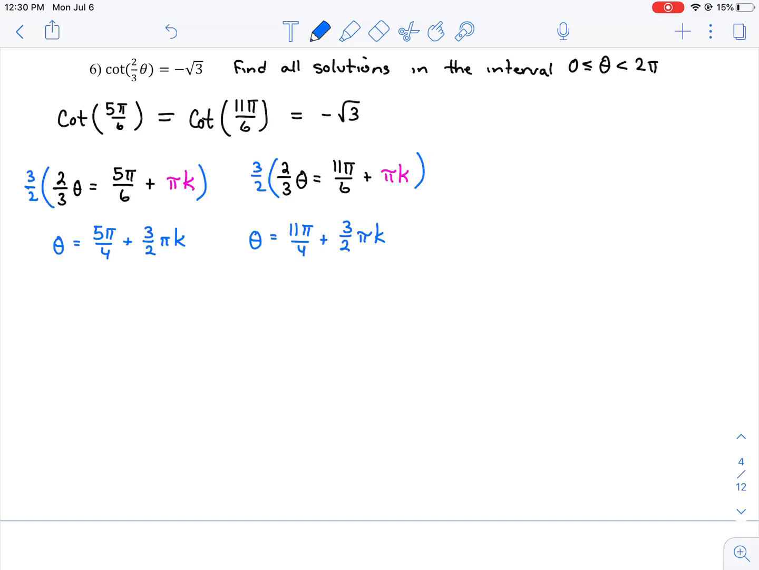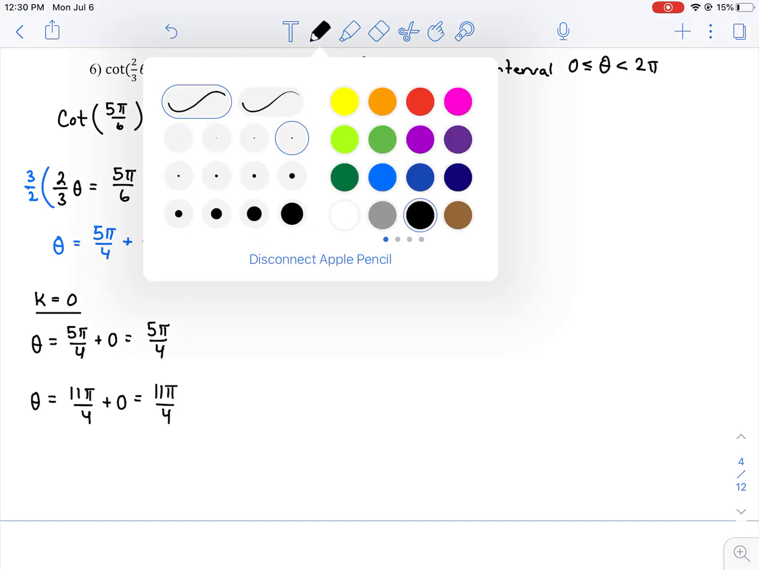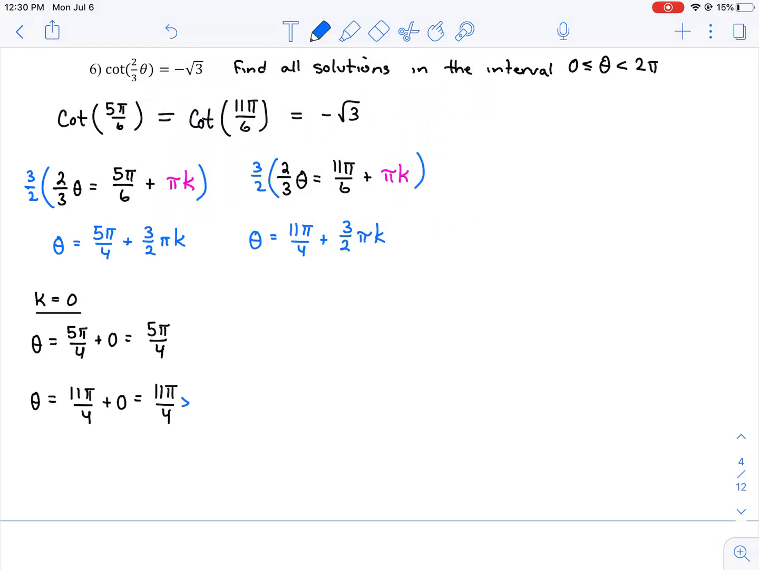Okay, so now that we have the general expression for each angle, I'm going to let k equal 0. And when k is equal to 0, you have theta is equal to 5 pi fourths plus 0, which is 5 pi fourths. And theta is equal to 11 pi fourths plus 0, which is 11 pi fourths. But you might realize that that angle is actually larger than 2 pi. So what we're going to do is ignore this solution because 11 pi fourths is greater than 2 pi.